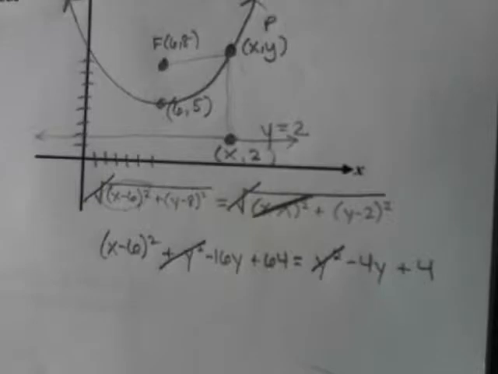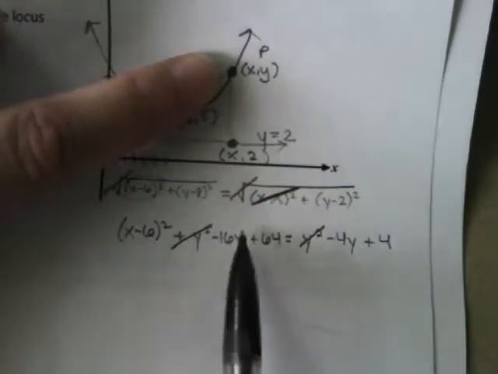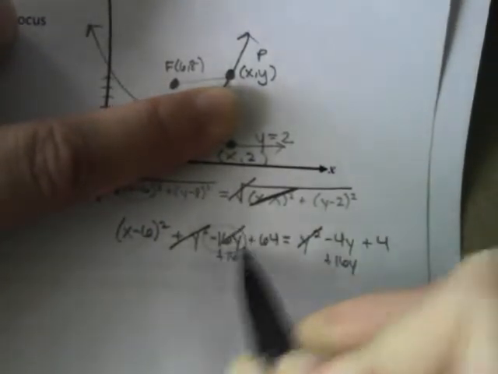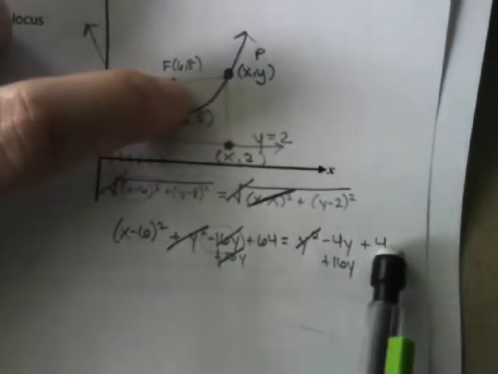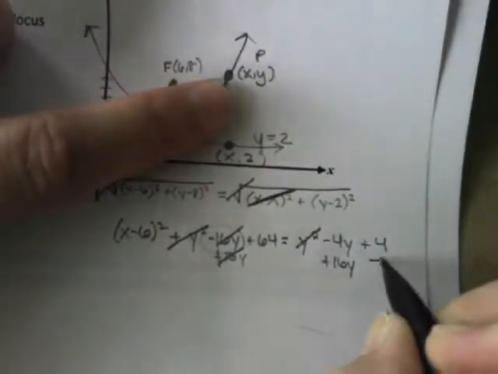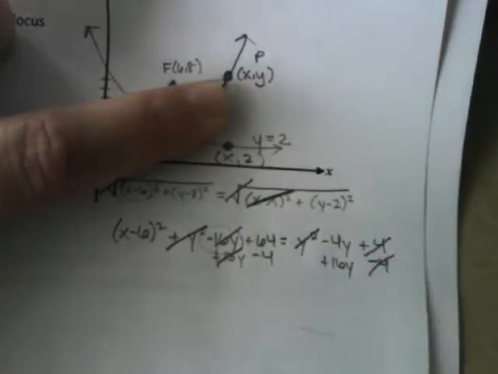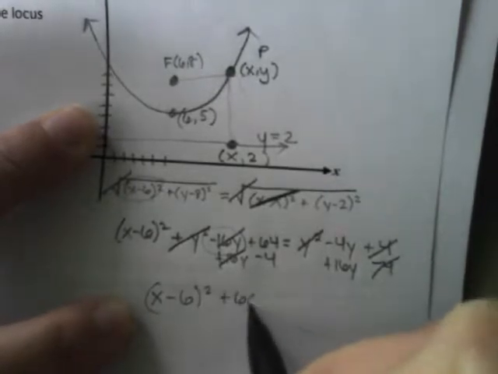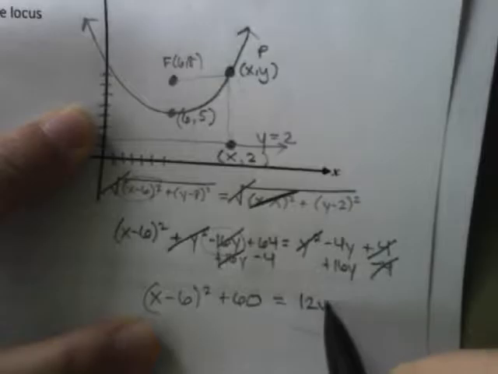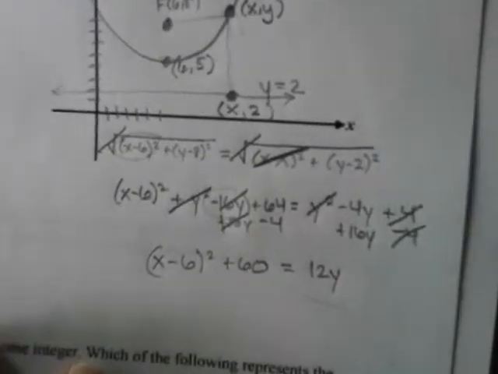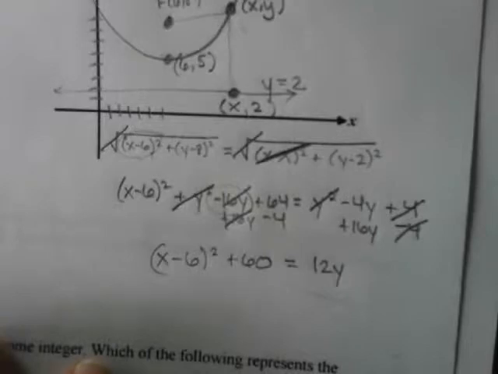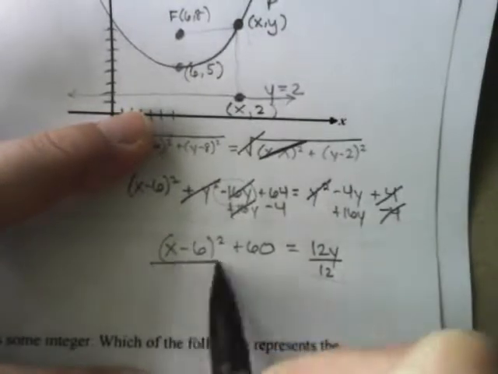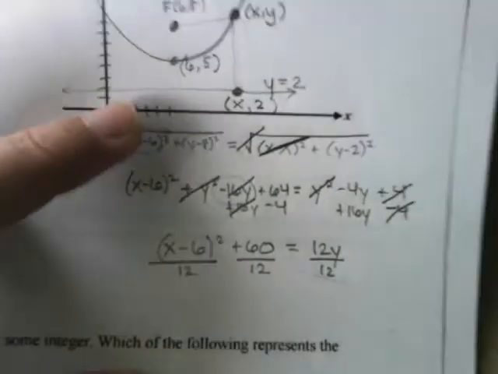So we want to get all of our y's together on one side. I'll move this negative 16y over to the right. And you want to get your non-y's away from the y's. So I'm going to subtract this 4 over. And so what I end up with is (x minus 6) squared plus 60 equals 12y. And we're just one step away from getting y all by itself. Everything has to be divided by 12. So we're going to divide by 12 there for obvious reasons. We have to divide this one by 12, and we have to divide this one by 12.